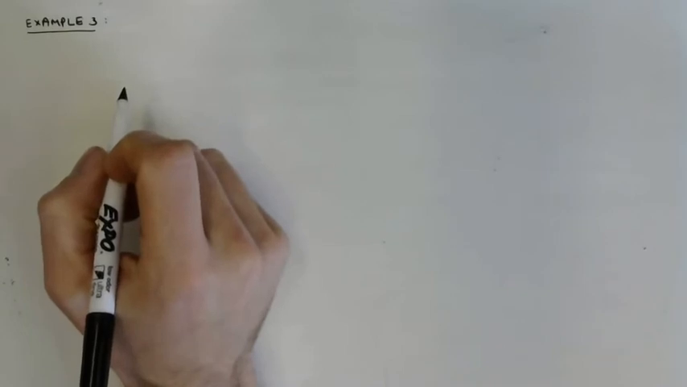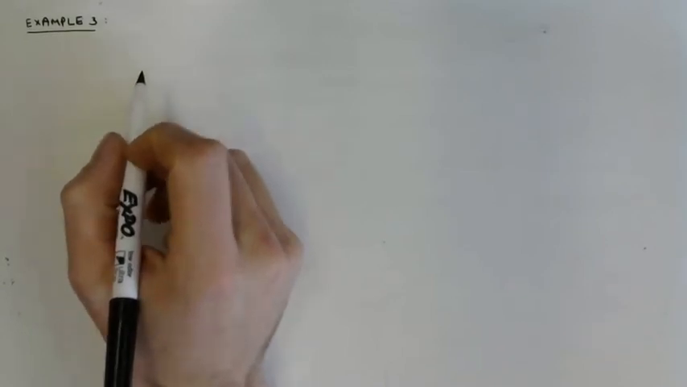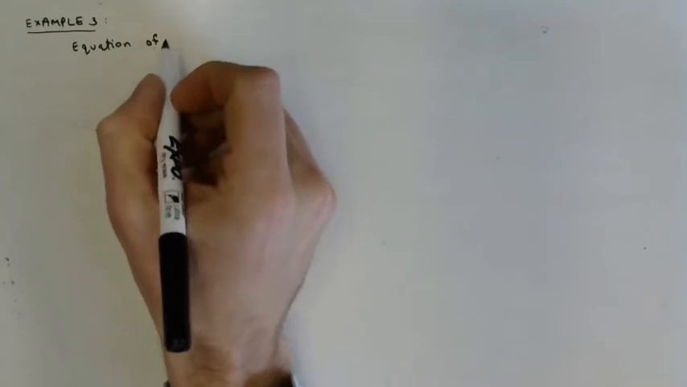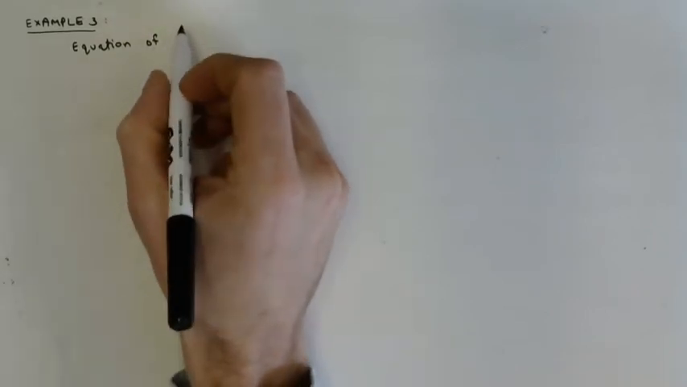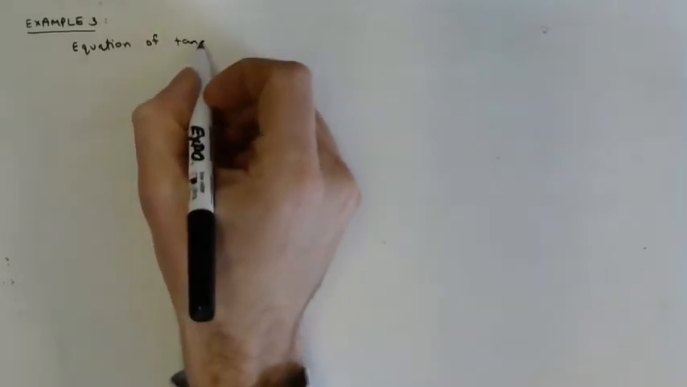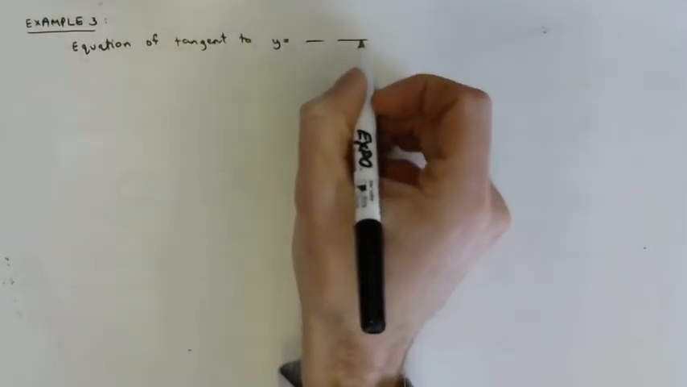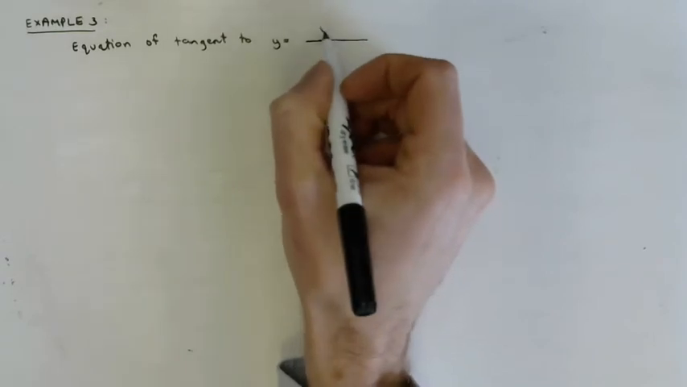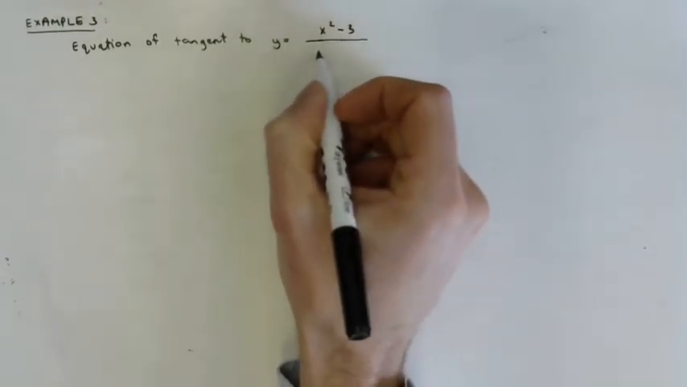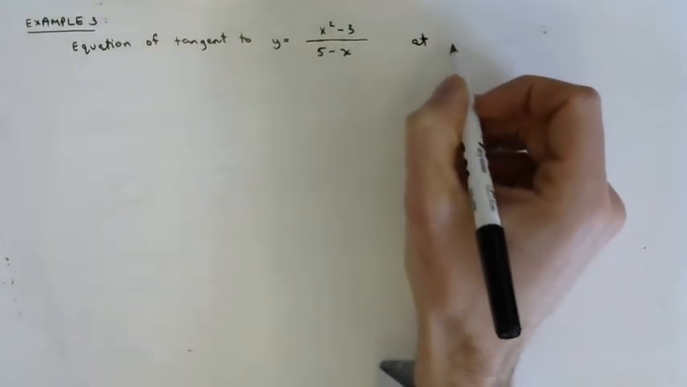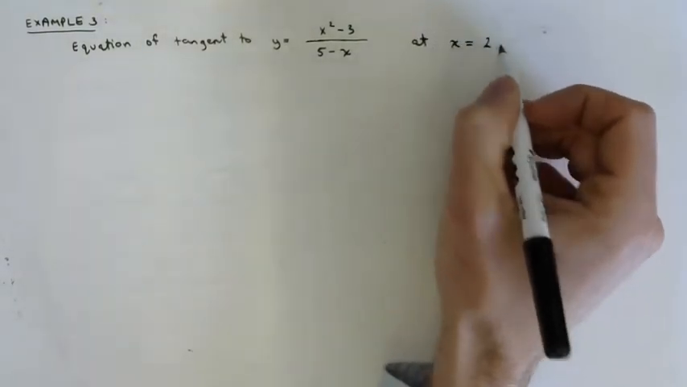Example 3 asks us to find the equation of the tangent. So we're not going to do the whole thing. I'm just going to do the differentiating. You know how to find the equation of a tangent. We'll talk about the steps quickly, but I'm not going to do it. Equation of tangent to y equals rational function x squared minus 3 over 5 minus x, and we're finding the tangent at x equals 2.